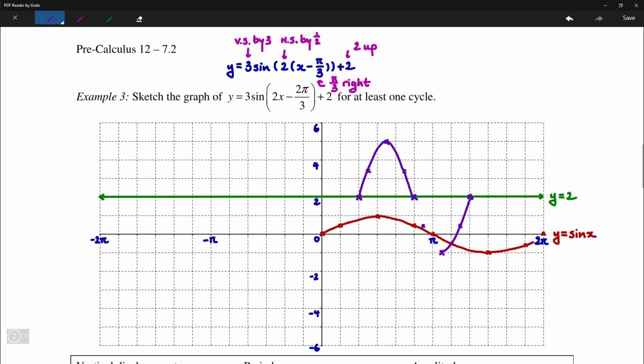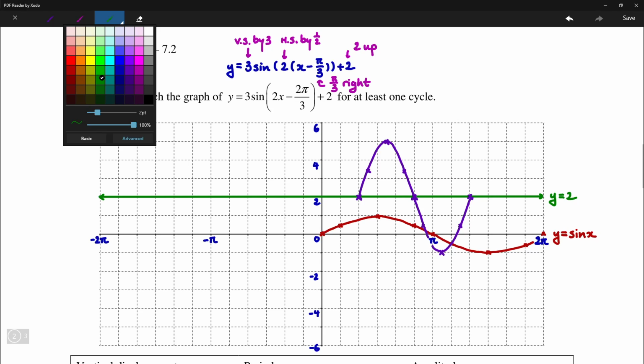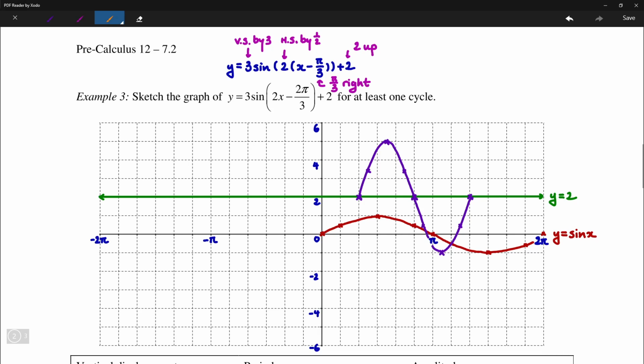Rather than making a table of values and transforming the points individually, which will also work, but usually that would take much longer, and it's easier to make mistakes that way at times. Okay, so again, just to reiterate, this starting point, we'll call these points A, B, C, D, and E. And these 5 points are A prime, B prime, C prime, D prime, and finally E prime to produce the new graph.